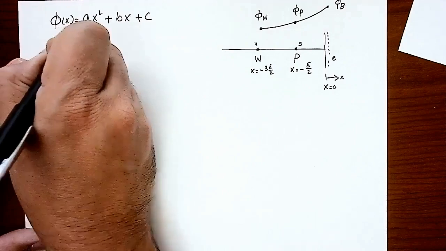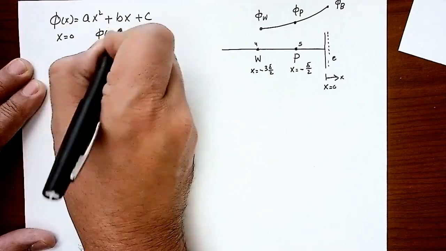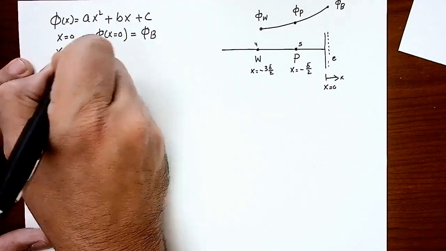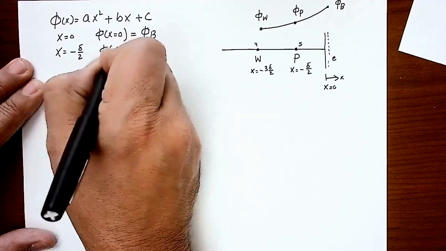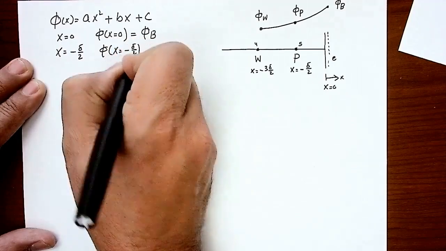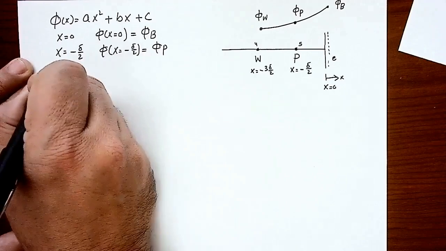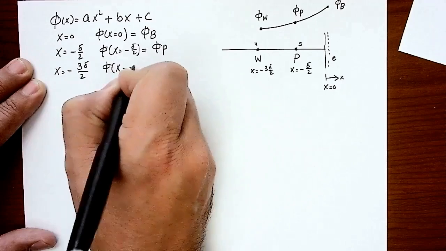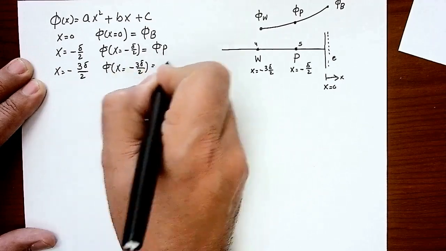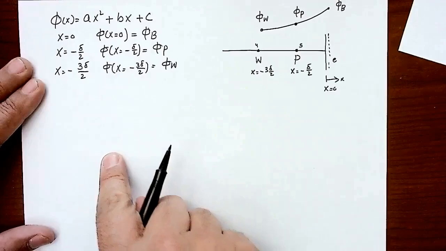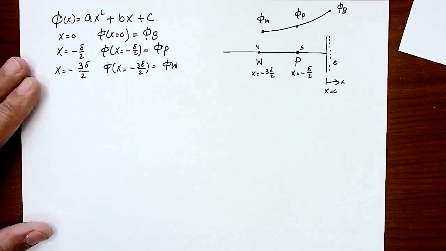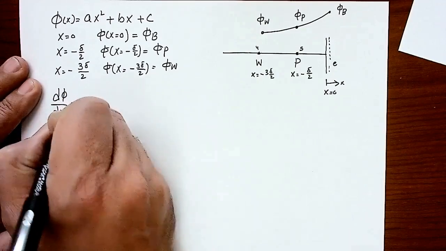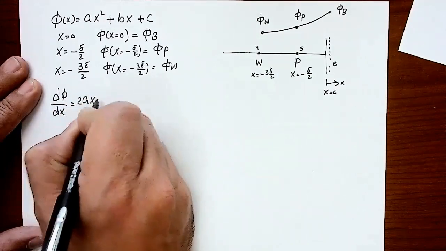I have x equals 0. The phi at x equals 0 is simply phi b. At x equal to minus delta over 2, phi is phi p. And at x equal to minus 3 delta over 2, phi at that value of x is equal to phi west. You can substitute with the 3 conditions here. You can easily solve. And what I'm looking for is d phi by dx, which is going to be 2ax plus b.